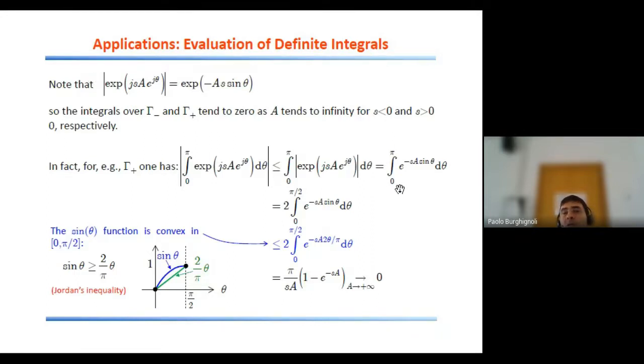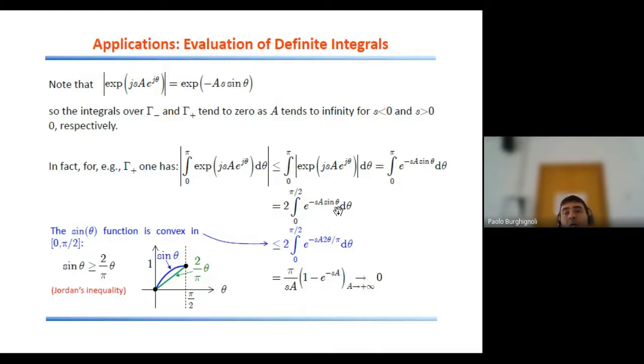Then we can consider that the sine function is symmetric with respect to pi over 2, if you consider the graph of the sine function. So you can split this integral into two equal parts, and you can just integrate from 0 to pi over 2, and then double the result. Finally, that's the crucial step.